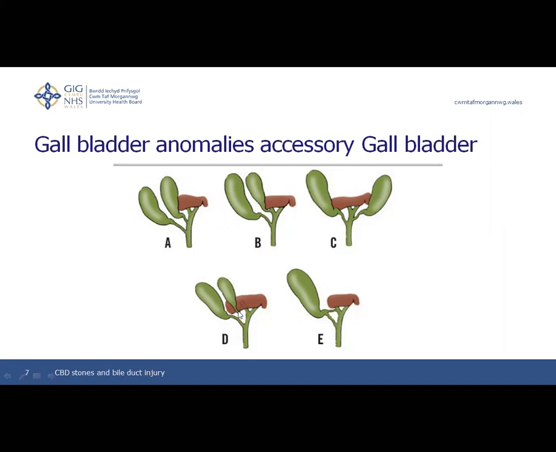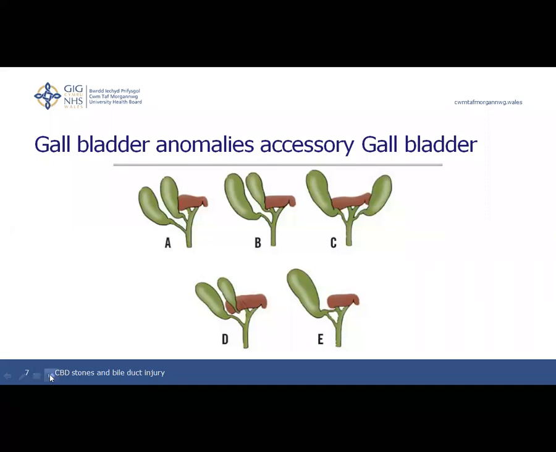it could be intrahepatic. So in these situations, we will not be going inside the liver to clamp the cystic duct, and there can be two cystic ducts for one gallbladder. So these are the anomalies of the gallbladder.